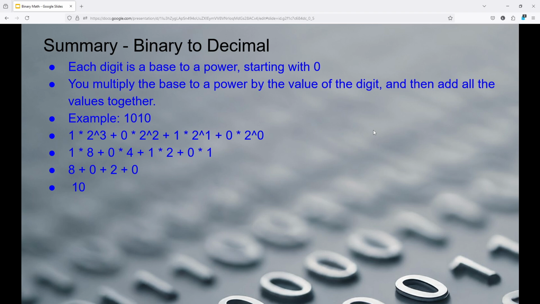1010, we calculate that out to be 1 times 2 to the third, 0 times 2 to the second, 1 times 2 to the first, and 0 times 2 to the 0. Or we get 8 plus 2, or 10. So 10 in decimal is 1010 in binary. But what if we want to go the other way? What if we want to go from decimal to binary?